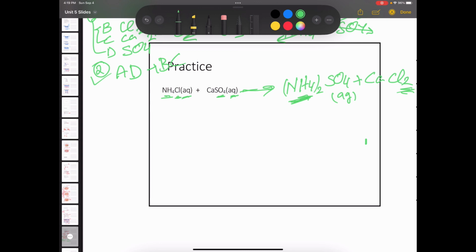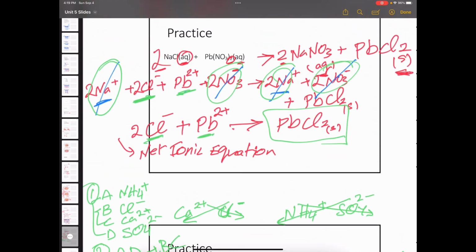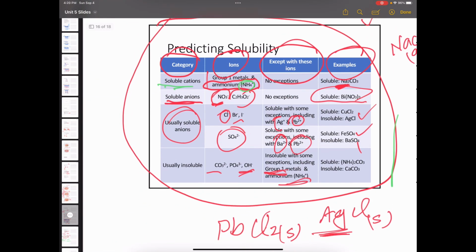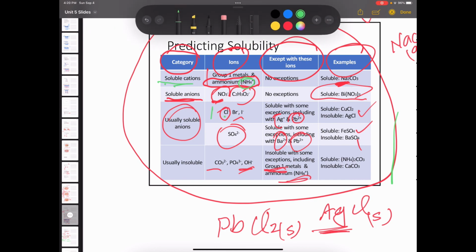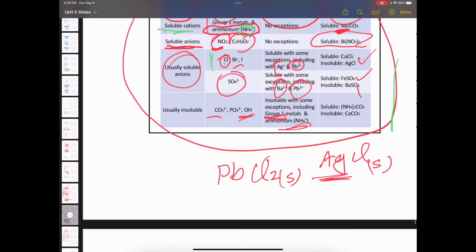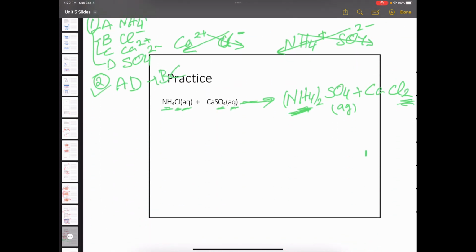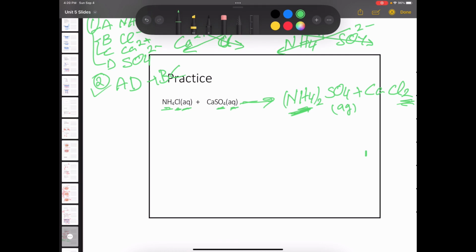Let's go to the calcium chloride and try to figure out from the table if the calcium chloride is going to be soluble in water or not. So chloride right here, this is what we're targeting. Chloride is soluble with some exceptions, including silver and lead. And calcium is neither silver nor lead, which means calcium chloride is going to be soluble in water as well. So this one is going to be aqueous.